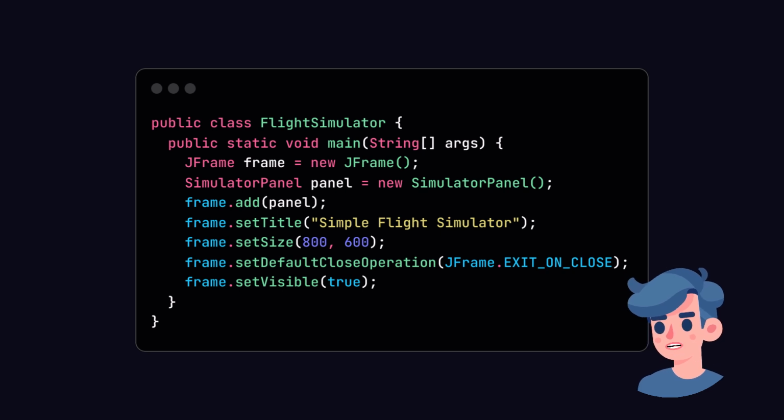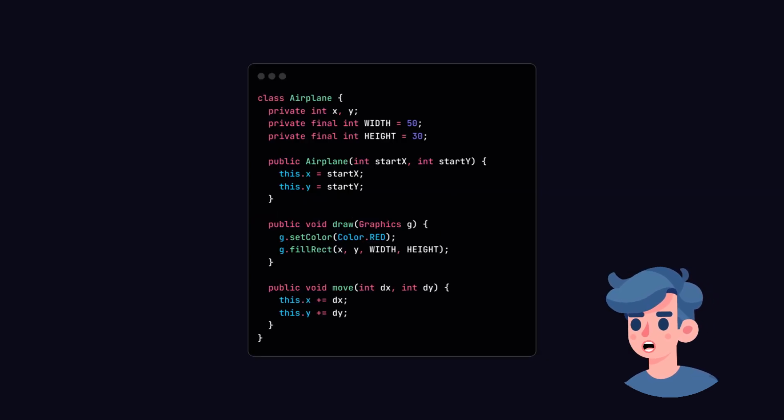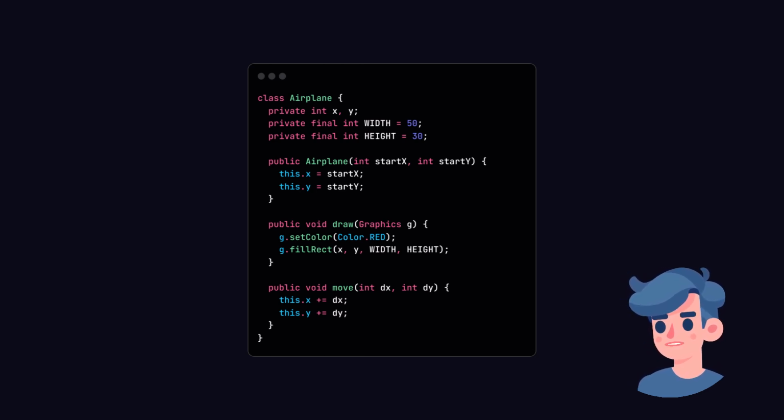Next, we need to add this panel to our JFrame. Let's run the code again. Now we see our blue sky in the simulator window. Next, we want to create an airplane to represent our flight.